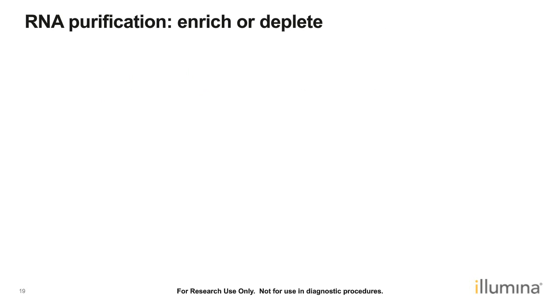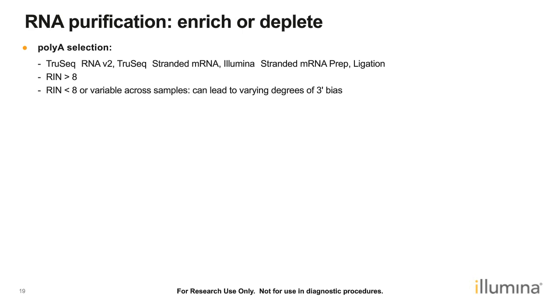For the RNA purification, usually we'll take one of two approaches. Either we will enrich for the RNA species that we want, or we will deplete the RNA species that we do not want. So for example, a poly-A selection used with TruSeq RNA V2 and Stranded mRNA kits will use the poly-T beads to capture RNA transcripts that are polyadenylated. We will want to make sure that our RIN value is greater than 8, as previously mentioned. If the RIN value is less than 8, this may indicate variability across the sample and can lead to various degrees of 3' bias. That is why we want to have a high RIN value, so material that's really intact.